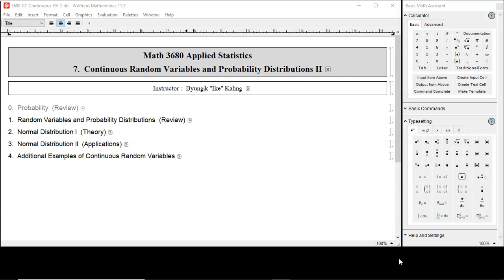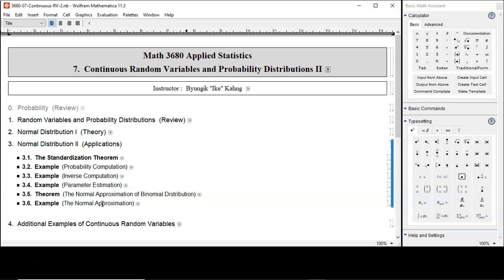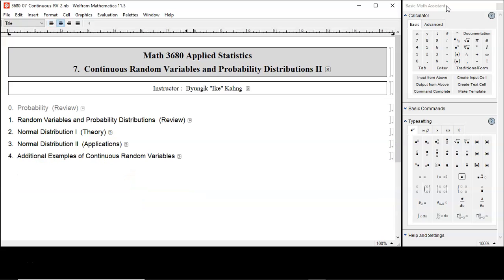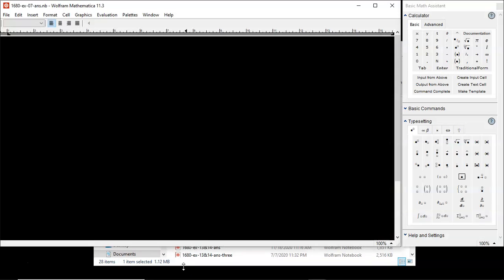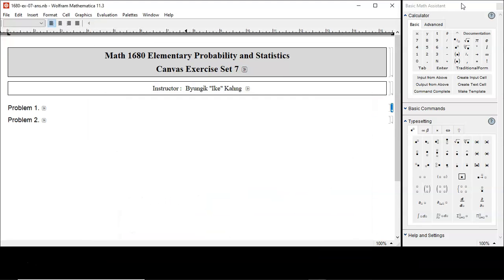Hello students, welcome back. We went through some application problems on normal distribution, and I think it's going to be better to have some more application problems of the same kind. I exhausted problems in this notebook set, so let's go to some example problems from my 1680 class.